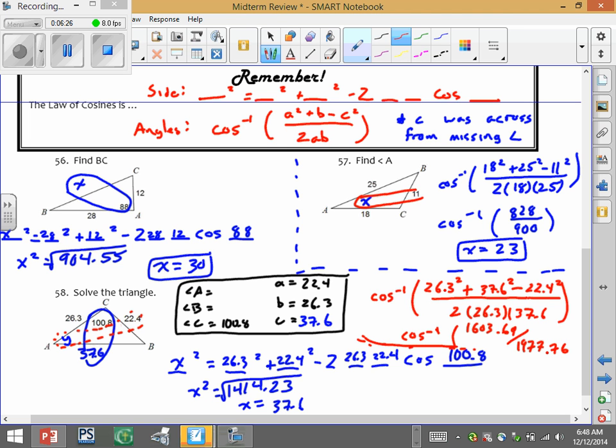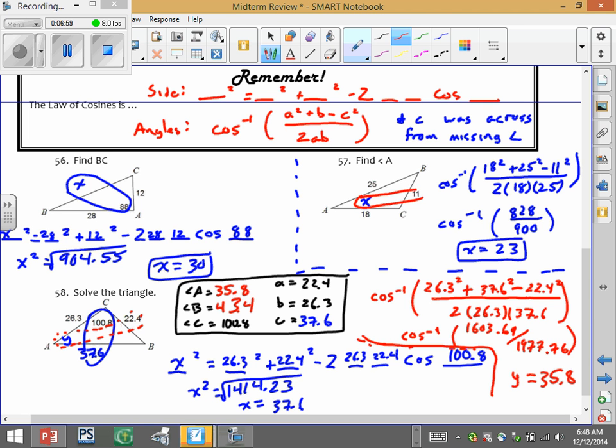Separating my work for those two things, y equals the cosine inverse of 1603.69 over 1977.76, which is 35.8 degrees. So we now have angle A is 35.8. 100.8 plus 35.8 is 136.6, and subtracting that from 180, we end up with angle B is 43.4 degrees.